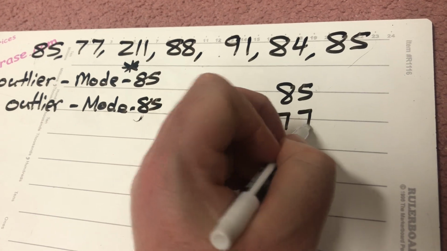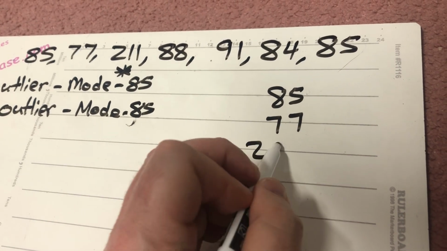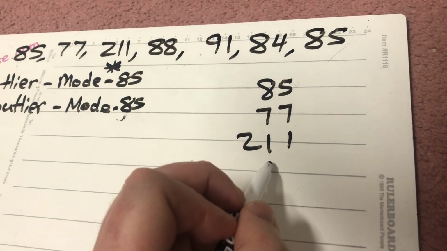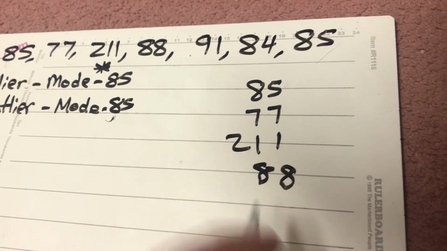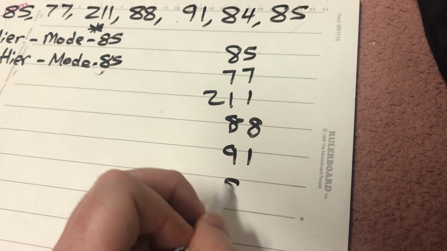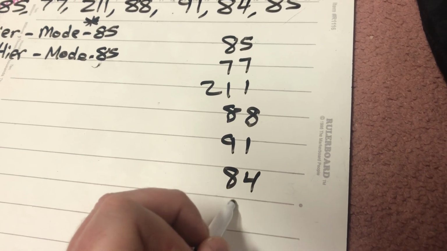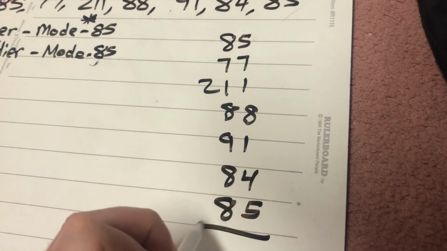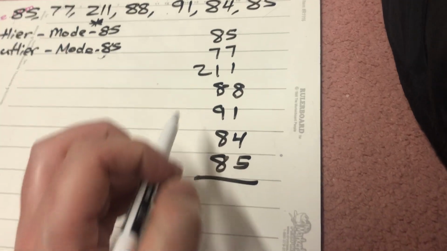85, 77, 211, 88, 91, 84, and 85. We're going to go ahead and add all these together.